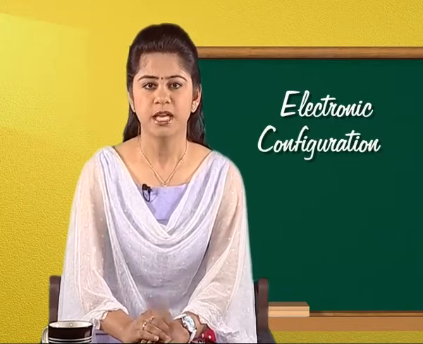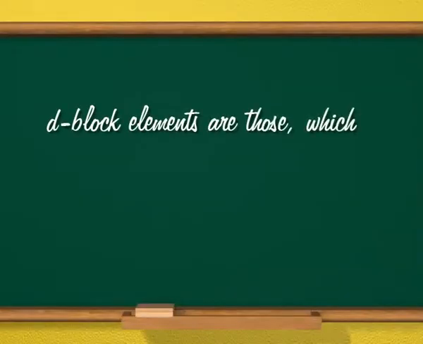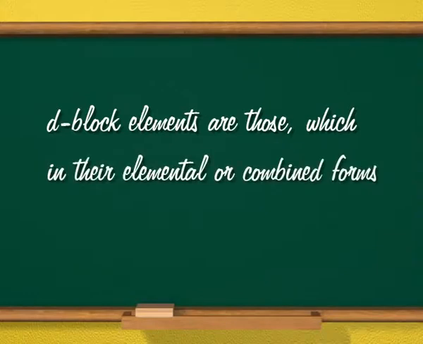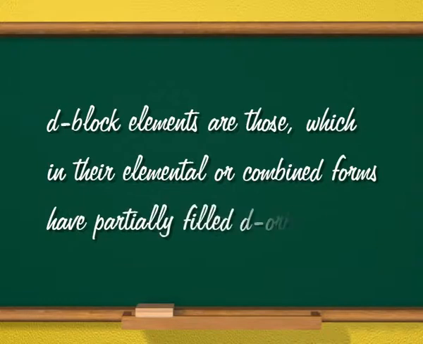Now let us learn more about transition elements. Electronic configuration. According to the definition, d block elements are those which in their elemental or combined forms have partially filled d orbitals.